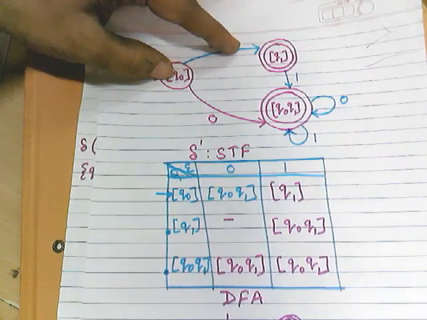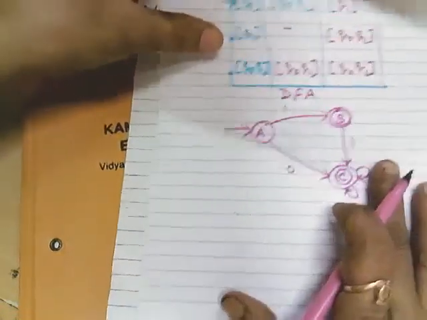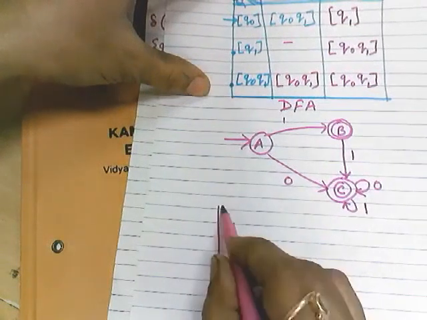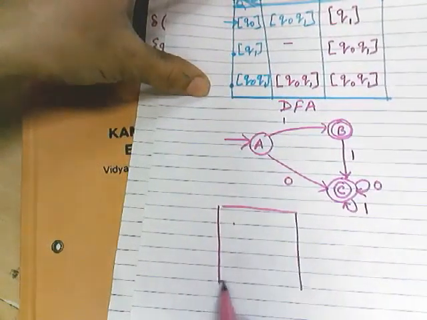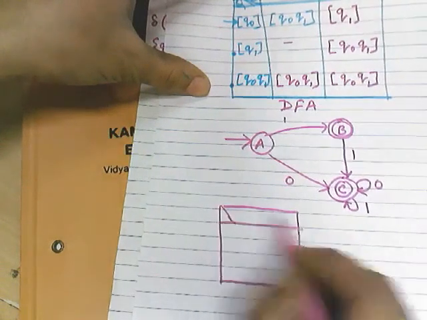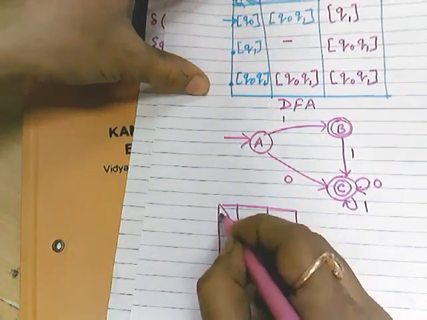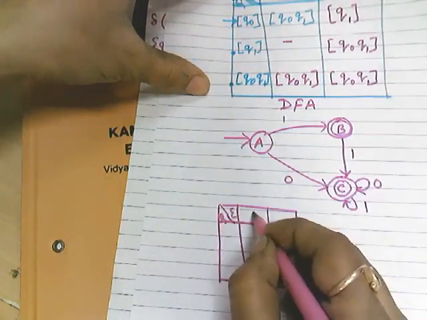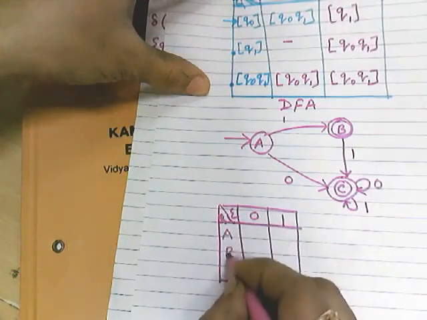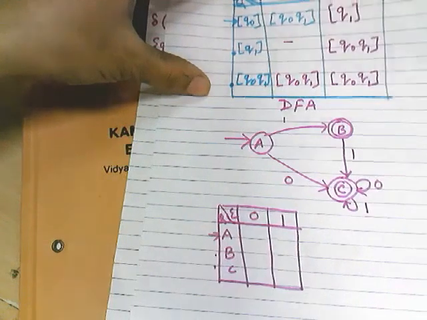Okay. So my final STF will be Q, summation 0, 1. Now my newly named states are A, B, C. This is the initial state, and these two are final states.